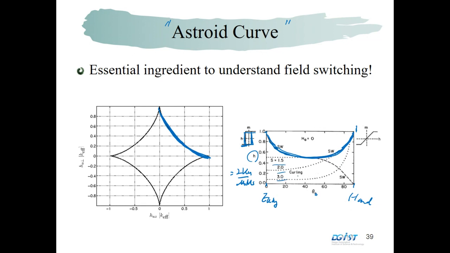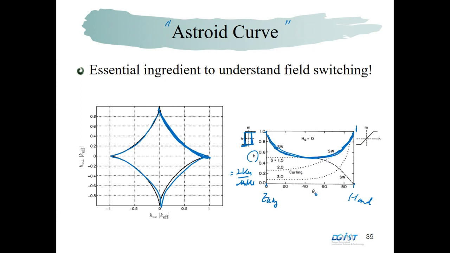And the other curve is not the Stoner-Wohlfarth model, but comes from some curling model. So this is beyond the scope of this class, so just ignore this part. Yeah, just let's go back to this asteroid curve again.